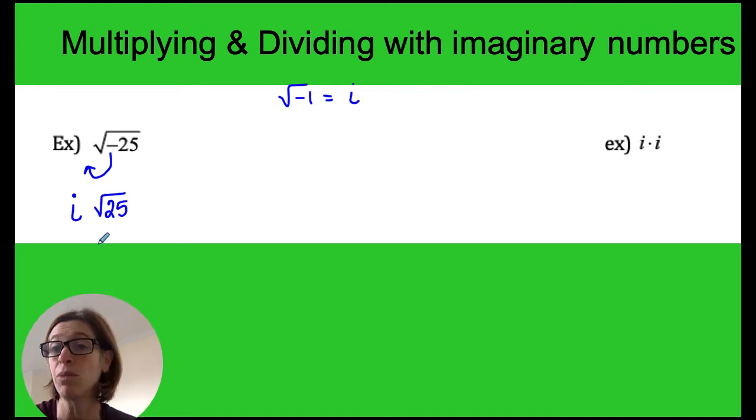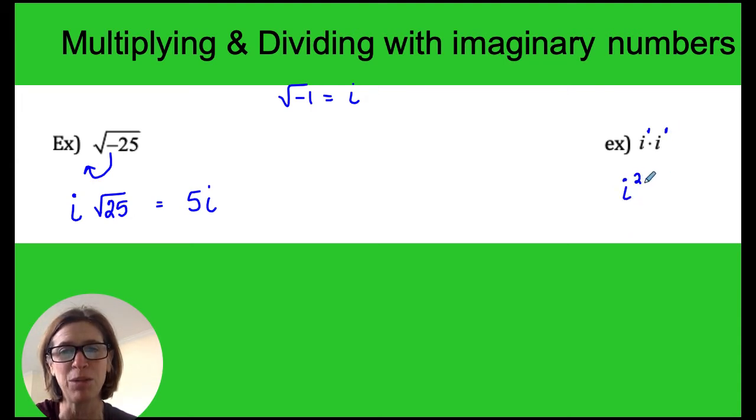You can multiply i's using the rules of exponents. Each of these has a power of 1, so i times i would be i squared, and we know that i squared, one of the really important ones we're going to use a lot, is equal to -1. Again, remember, yesterday we talked about that if you just were to square this, that's what you'd end up with.